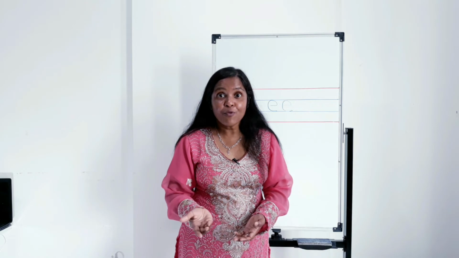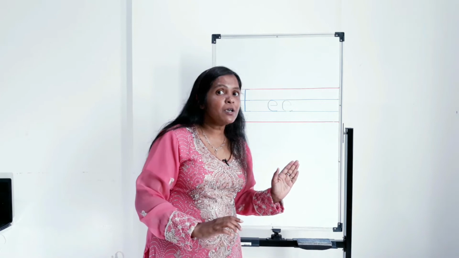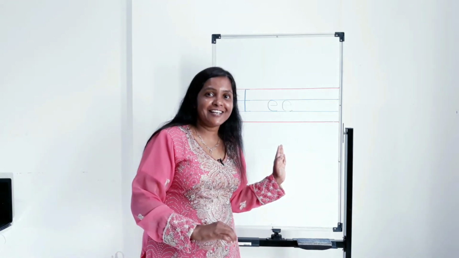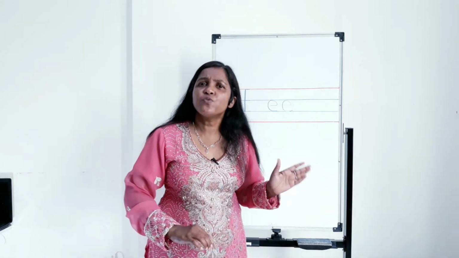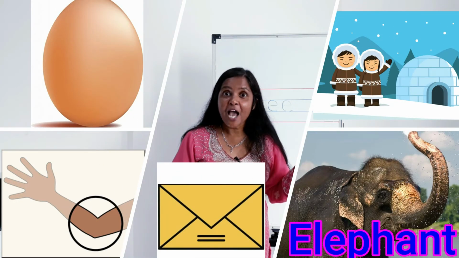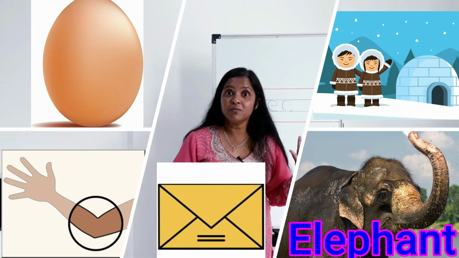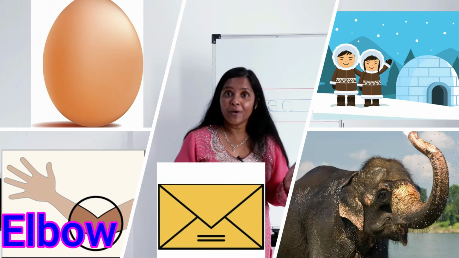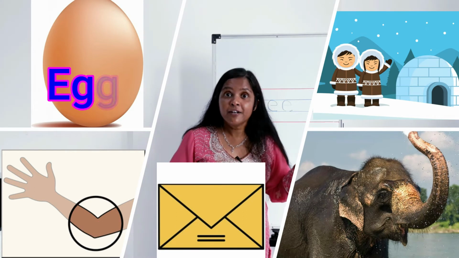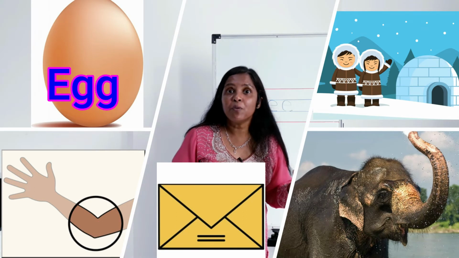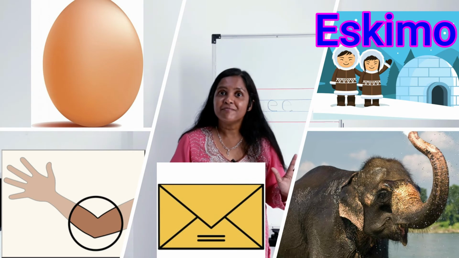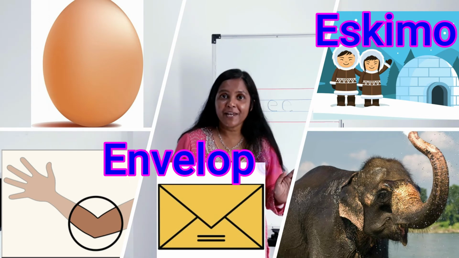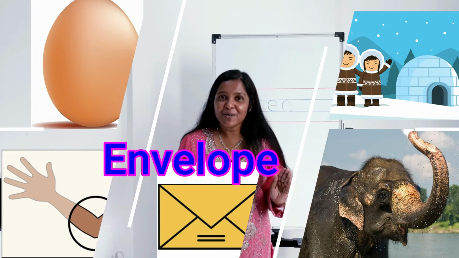Now you all know what words start with letter E, the sound of letter E and the formation of letter E. Are you ready to remind yourselves of the words we have learned today? Number 1, elephant. Yes. Number 2, elbow. Yes. Number 3, egg. Number 4, Eskimo. Yes. Number 5, envelope. Yes. Good job. Do you want to see how to fry the eggs?